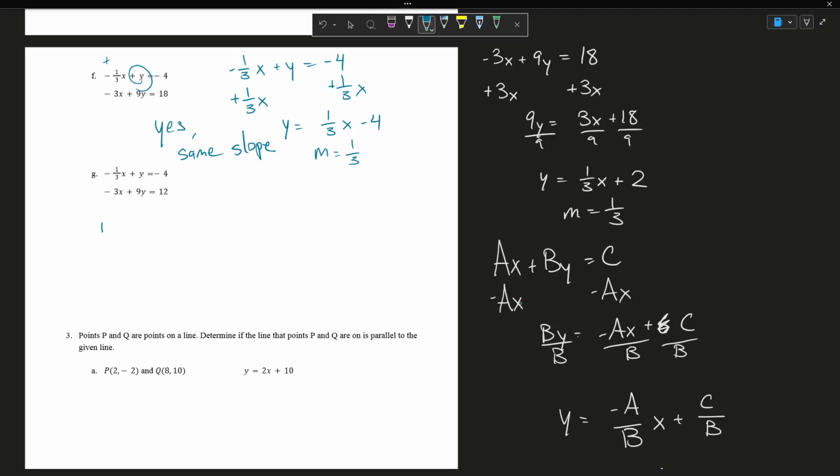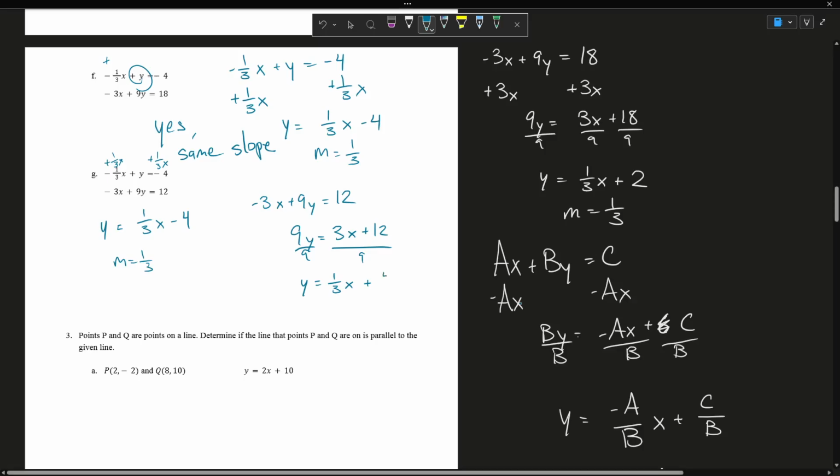So over here, I add 1/3 x to get y equals 1/3 x minus 4. m equals 1/3. Negative 3x plus 9y equals 12. Add 3x, 9y equals 3x plus 12. Divide by 9. y equals 1/3 x plus 4/3. So m equals 1/3. Yes, same slope.